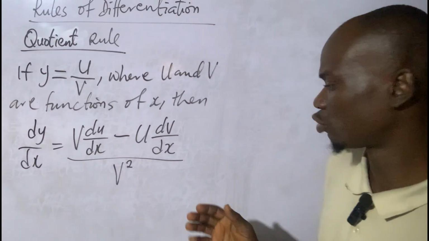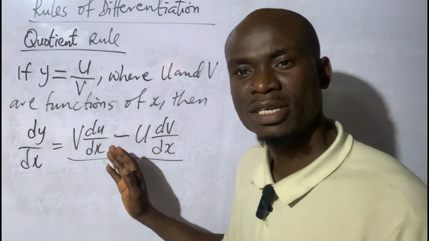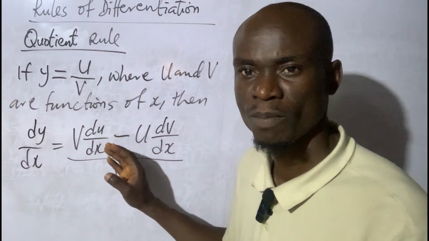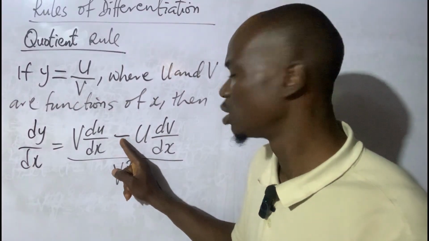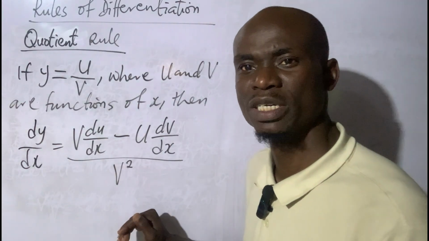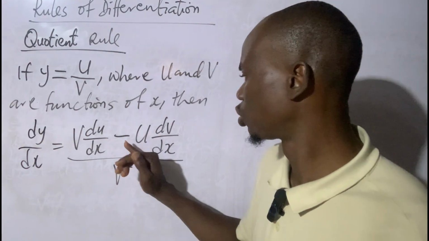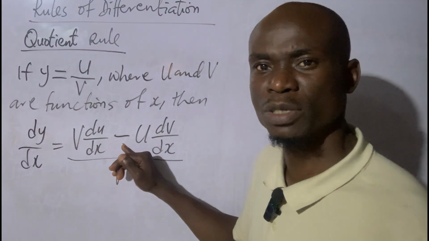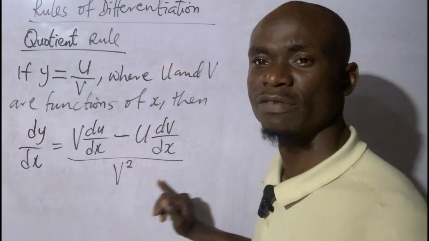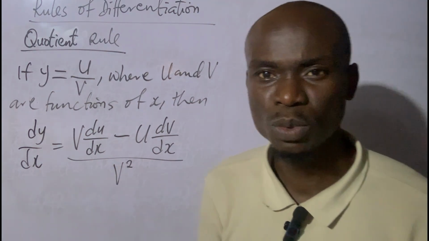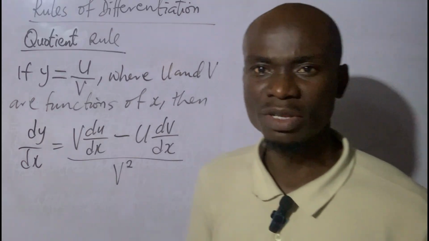If you look at the product rule, there is a connection. In the product rule, this is plus and we don't have a denominator. So for the quotient rule, you change the plus in the product rule to minus and you divide everything by v squared. Okay, with that you can relate them and easily remember them.